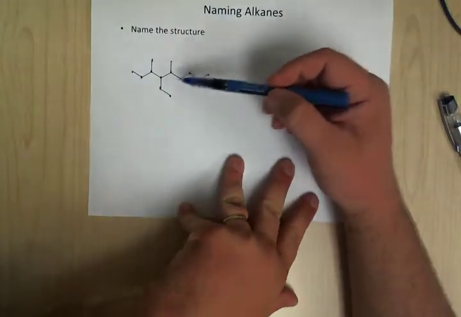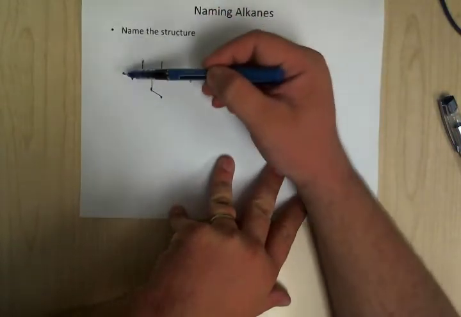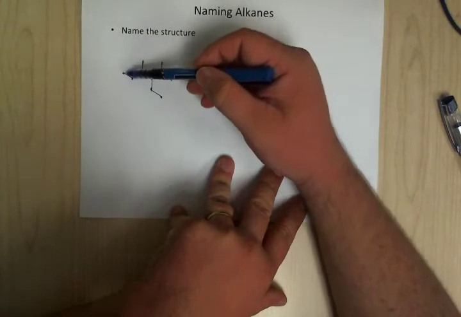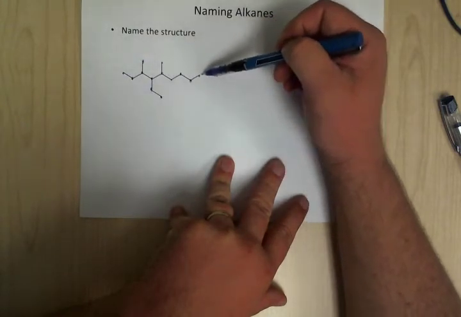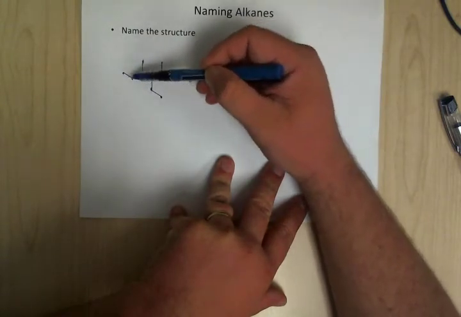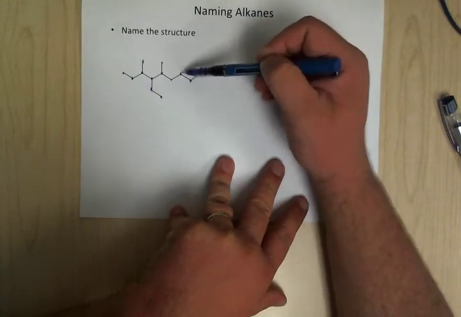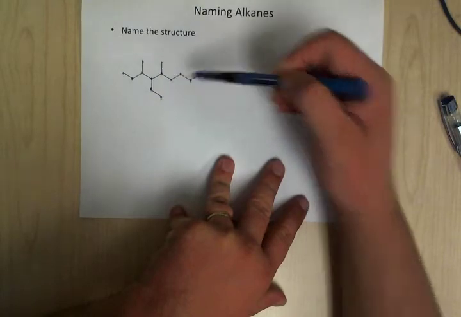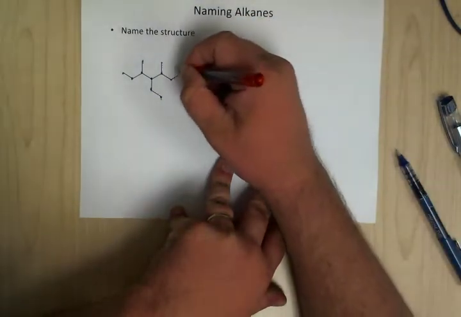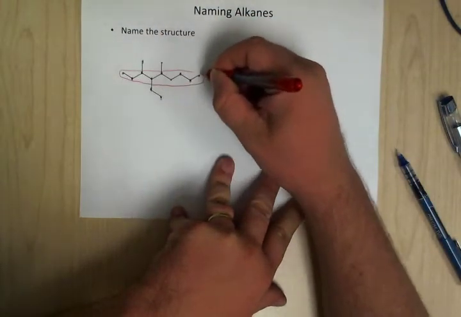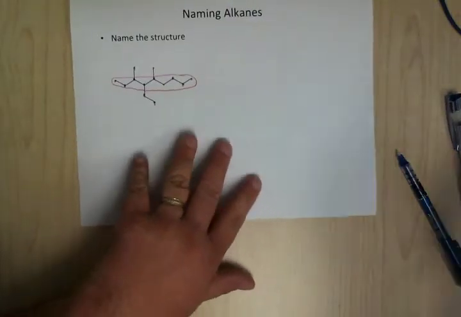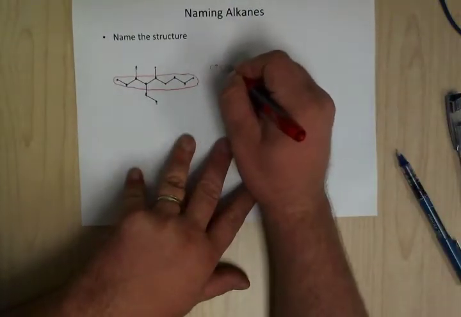Okay, so you're gonna want to know the longest chain, right? So don't forget to go down those side chains too. 1, 2, 3, 4, 5, 6, 7, 8, 9. 1, 2, 3, 4, 1, 2, 3, 4, 5, 6, 1, 2, 3, 4, 5, 6. 1, 2, 3, 4, 5, 6, 7, 8. So with that, this guy here is going to be our main chain. Just so happens that it happens to be the horizontal. Okay, so C9 equals nonane.